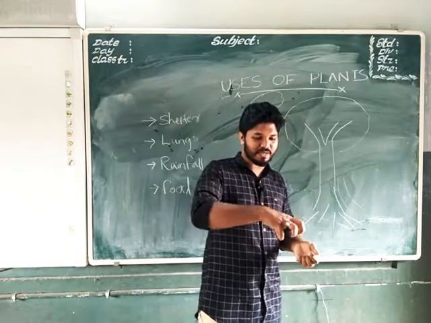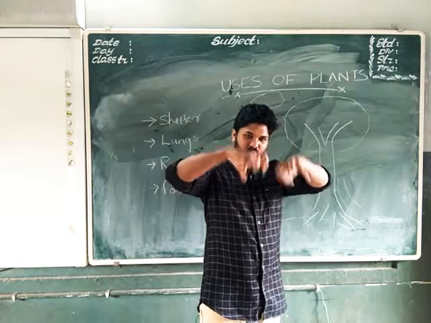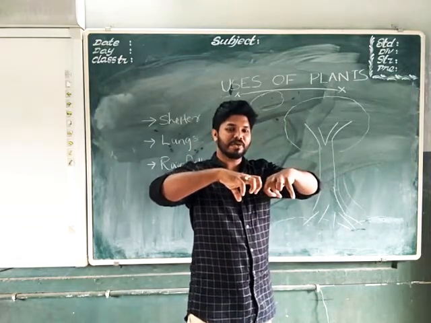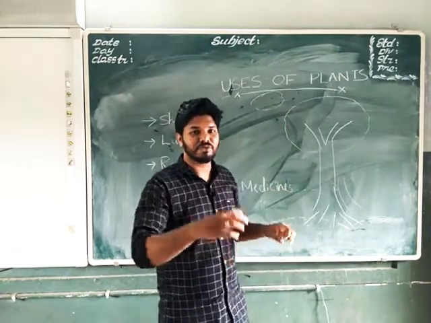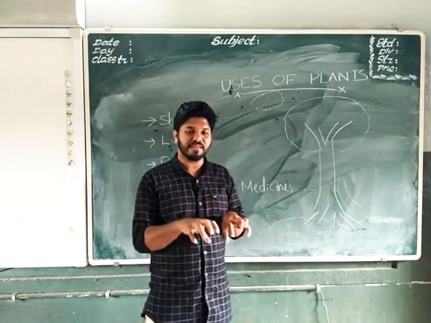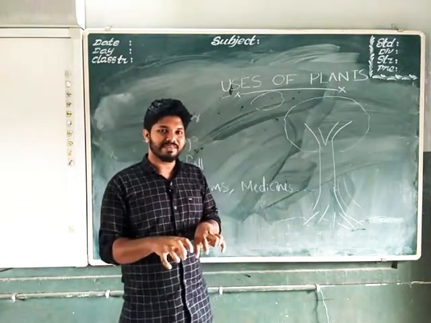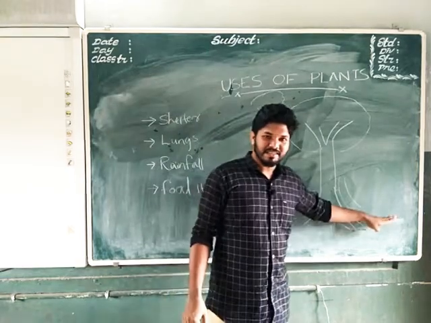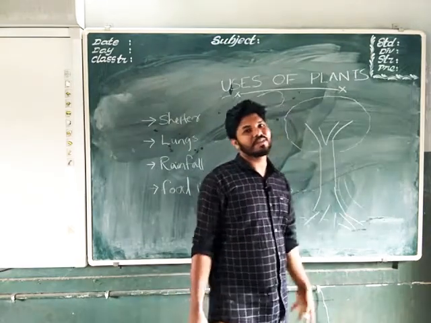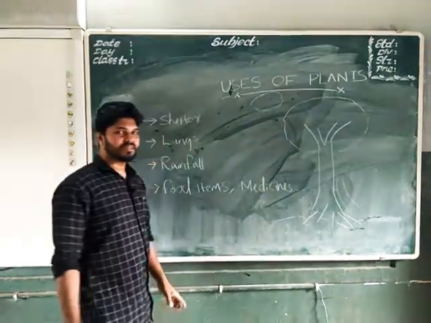They hold the soil. The roots of the tree hold the soil and protect the soil and never allow it to erode. Never allow it to have soil erosion. So the trees also protect the soil. That is a use of trees.